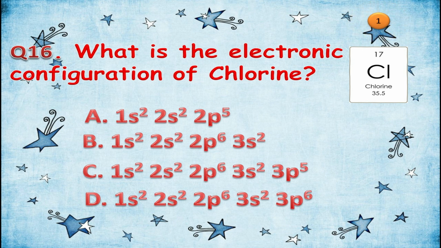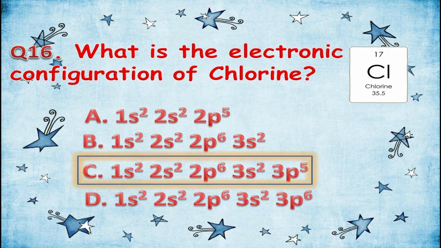Okay, time's up. The correct answer is option C, 1s2, 2s2, 2p6, 3s2, 3p5. You got 1 point for this correct answer.